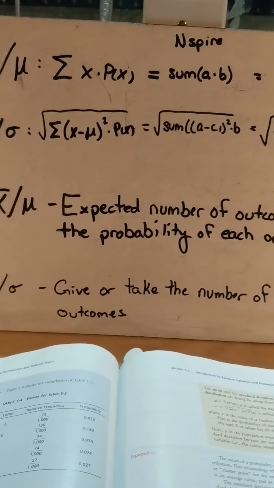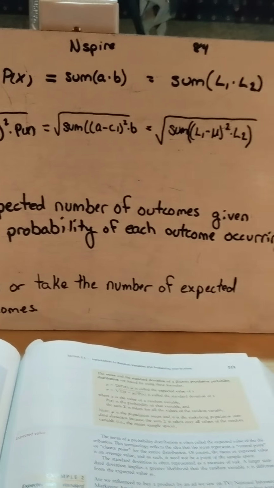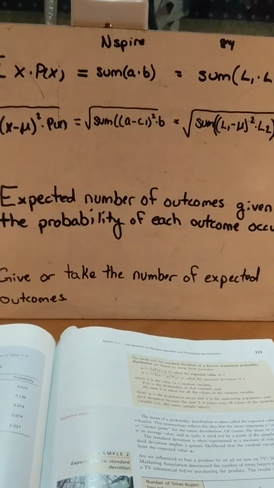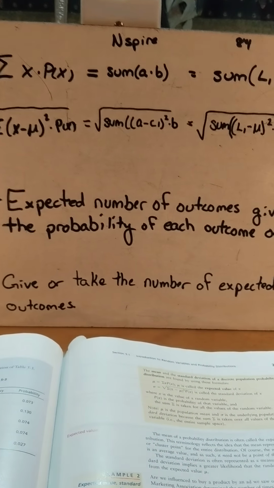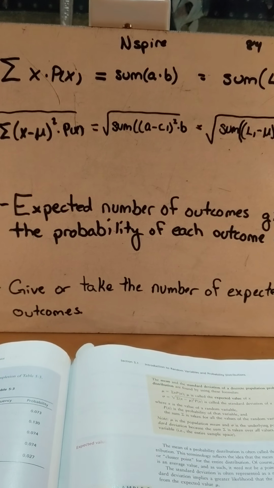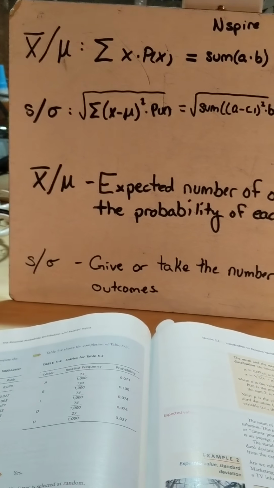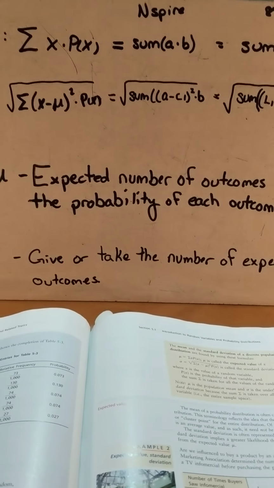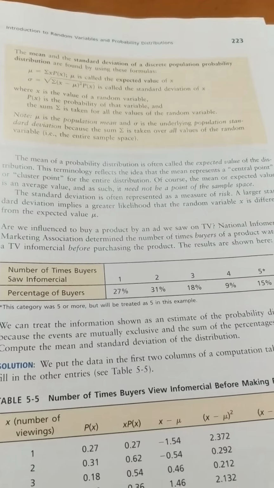Again, the goal of the mean is to find the expected number of outcomes given the probability of each outcome occurring. So should we expect 1 time, 2 times, 3 times to watch this infomercial? Maybe it's 1 point something. In this case, it's 2.54. For the standard deviation, give or take the number of expected outcomes. So I'm expecting 2.4, give or take how many? So that's kind of a breakdown of this probability distribution.